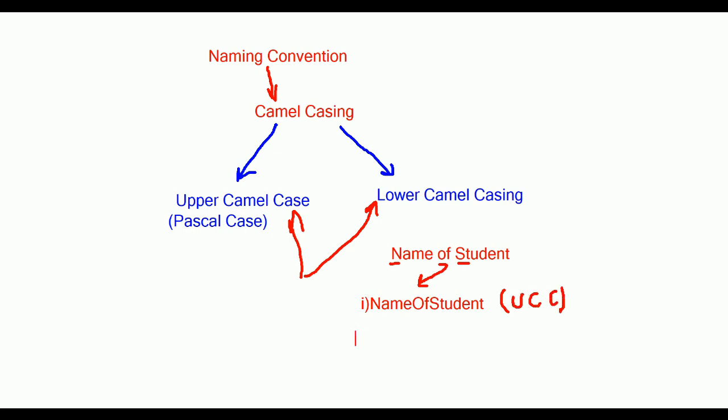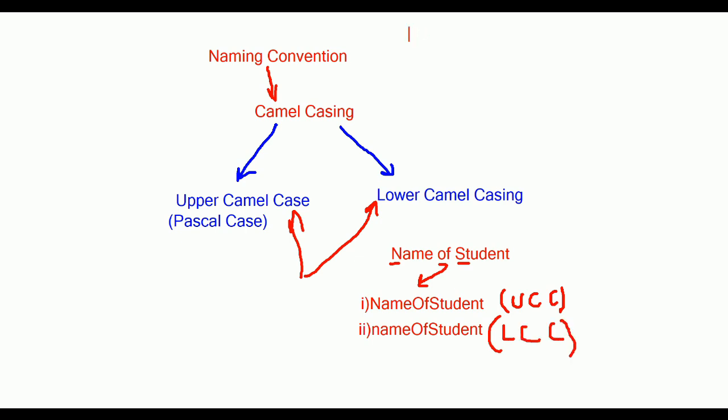And the second one is lower camel casing. If you are trying to convert name of student in lower camel casing format, the first letter of the first word will be in lowercase and the first letter of all other words will be in uppercase. So it will be name in lowercase or small letters, O uppercase and S capital, student, like this. So this is lower camel casing.